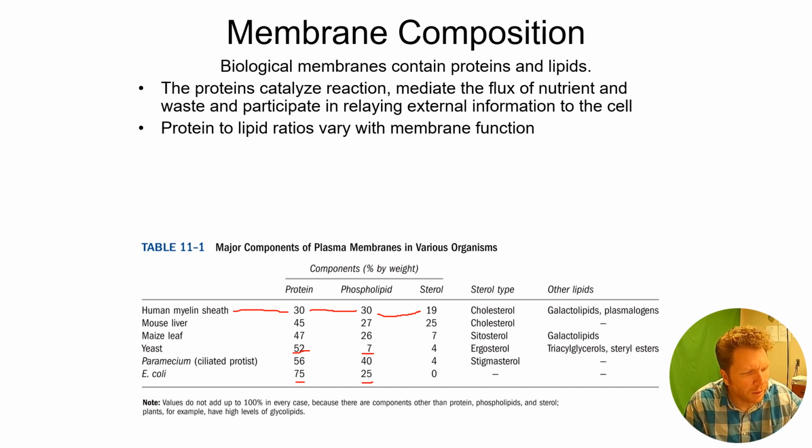It's going to vary a little bit based on the type of cell as well. So that's a human myelin sheath cell. Endothelial cells are going to have a different composition. But those are the major components. Your proteins, phospholipids, and sterols are going to be the major weight-bearing components.